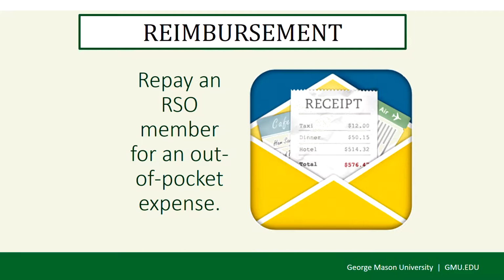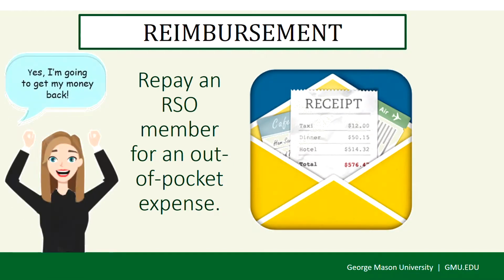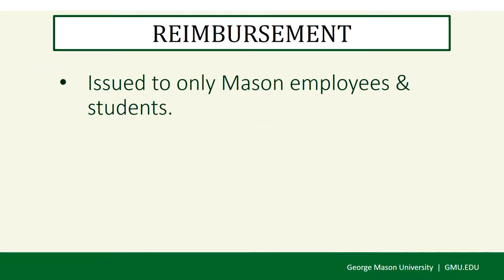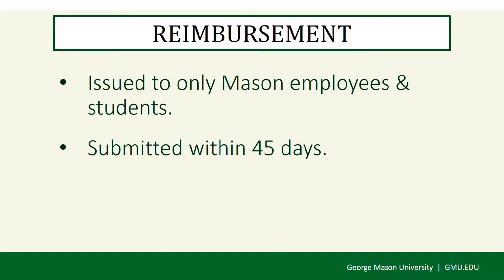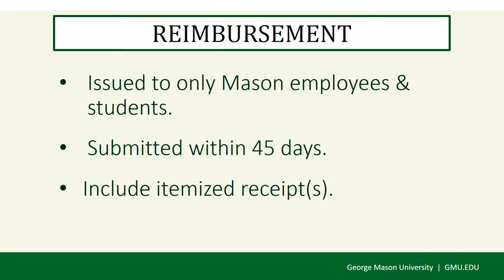If a vendor does not accept a Mason purchase order, or your RSO does not have enough time prior to your event to request one from Student Involvement, then one of your RSO members will need to pay out of pocket for the expense and seek reimbursement afterwards. Please note that reimbursements may only be issued to Mason faculty, staff, or students. They must be submitted within 45 days of the purchase or event date, and they must include itemized receipts.